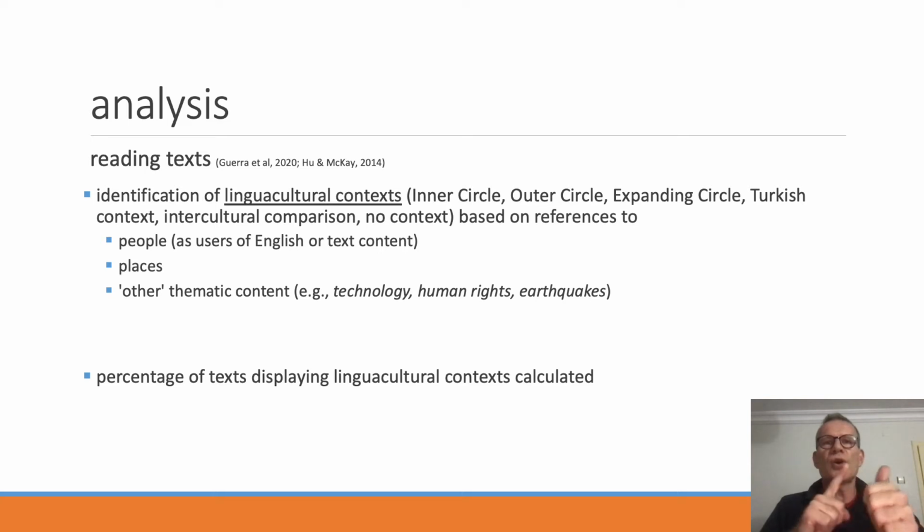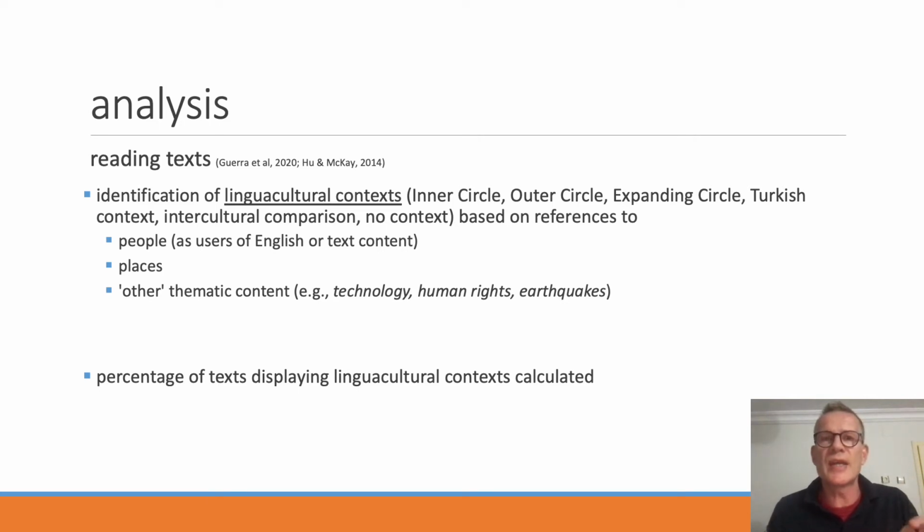This is inner circle, outer circle, expanding circle, and the Turkish context, which would normally belong to the expanding circle, but since I examine Turkish course books, I wanted to keep it separately. Texts in which there's an intercultural comparison, or what also happened, that there is no context or no reference to a context, based on references to people that are topic of a reading text, or when people appear as writers, generators of the text, places, and other thematic content.